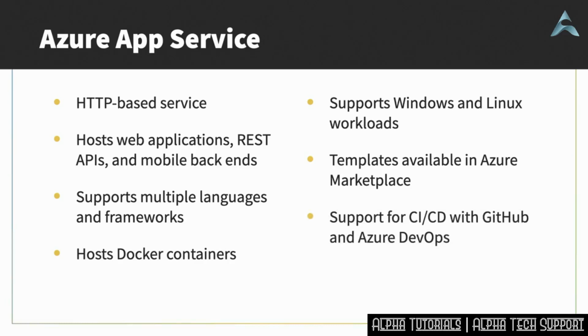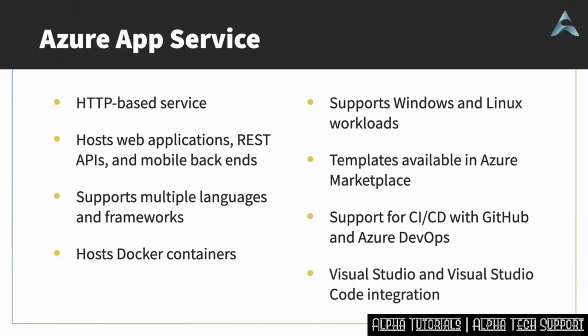We also support continuous integration and continuous deployment using, for example, GitHub and Azure DevOps. Again, I'm not saying that you can only do this with GitHub and Azure DevOps. For sure not. If you have Jenkins, yeah, sure, you can still do it. But it's just the integration that we have with those two services. They're owned by Microsoft, so Microsoft works a lot to integrate all this very, very well with the Azure App Service. And of course, we also have integration with Visual Studio Code.